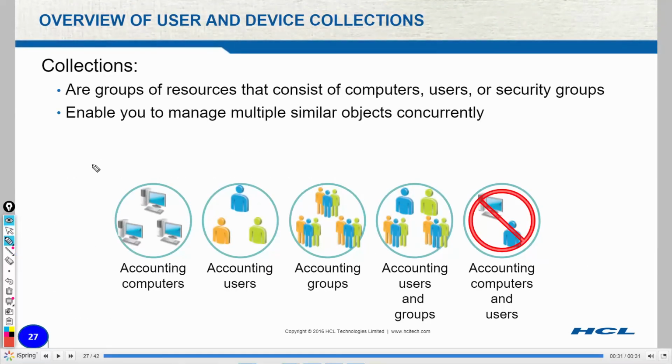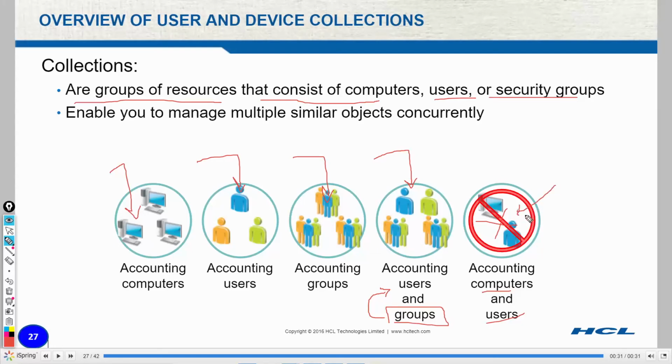So what is a collection? A collection is nothing but a group of resources that consist of computers, users, or security groups. So you can have a collection of users, a collection of groups, a collection of groups and users, and you can have a collection of computers also. But you can't have users and computers together. Groups are part of users only because groups consist of nothing but users, right? So you can't have computers and users together. You can have users separately, computers separately, groups separately, and users and groups combined.